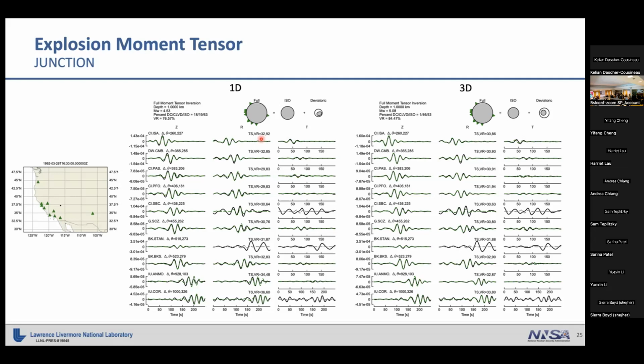Because this is the explosion, if you want to use yield, moment for yield, that kind of gets into another can of worms. I was wondering, it's a much bigger source compared to what we think in the 1D model. Yeah, in this particular example, I didn't plot all of the stations, but for some of the stations the amplitudes are larger.